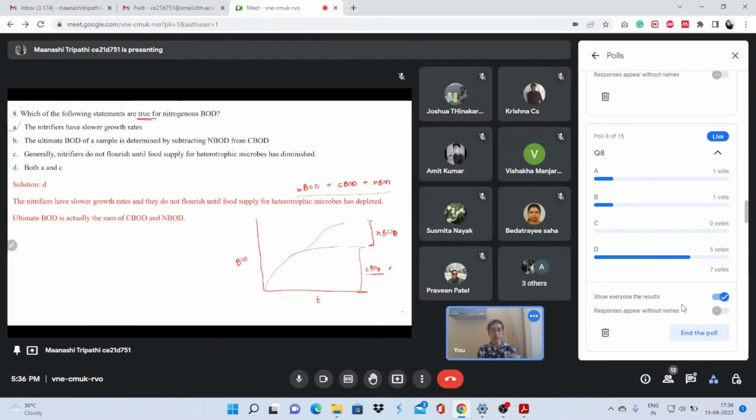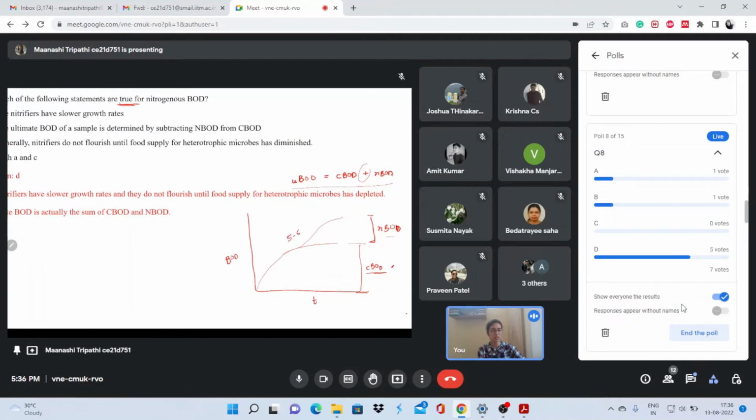So, autotrophs are slower. B, ultimate BOD of the sample determined by subtracting NBOD and CBOD. No, we need to add them. Then only we'll get ultimate BOD. And C, generally nitrifiers do not flourish until food supply for heterotrophic microbes has diminished. You can see from this graph also that first we are talking about CBOD. When the carbonaceous matter is diminished, then only NBOD takes place, almost after the 5th or 6th day, not before that.